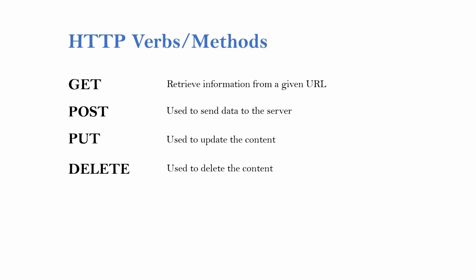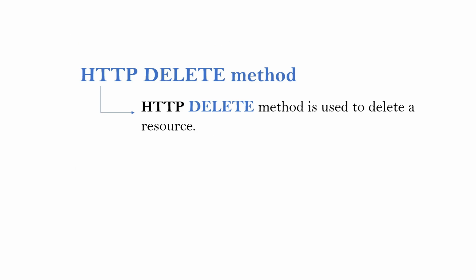You might already know that there are different HTTP methods, or we call them verbs, and each one is used for a different purpose. The HTTP delete method is straightforward. This method is used to delete a resource.